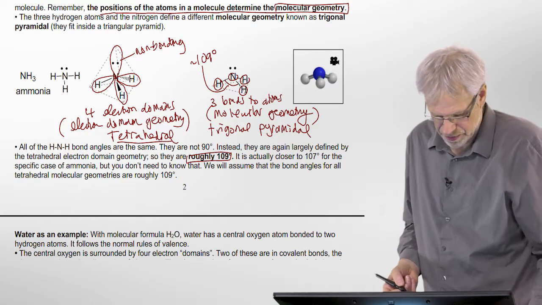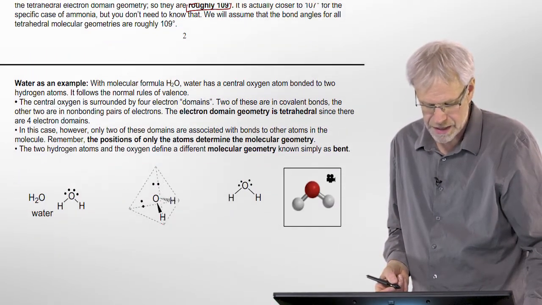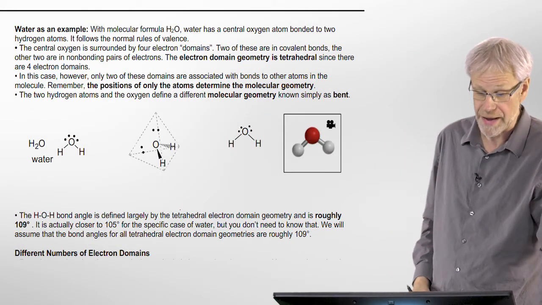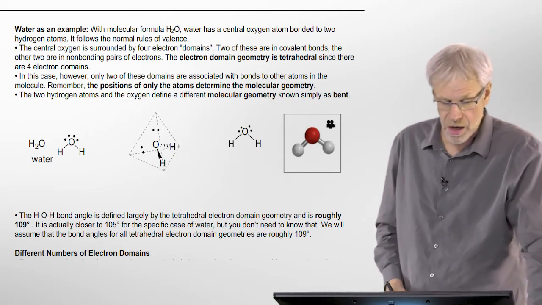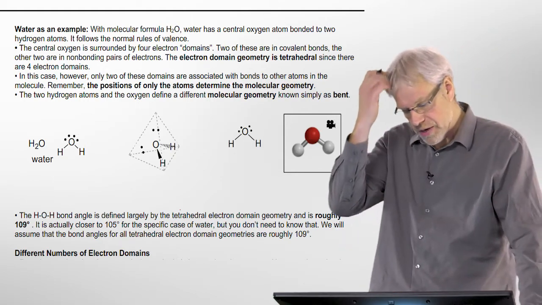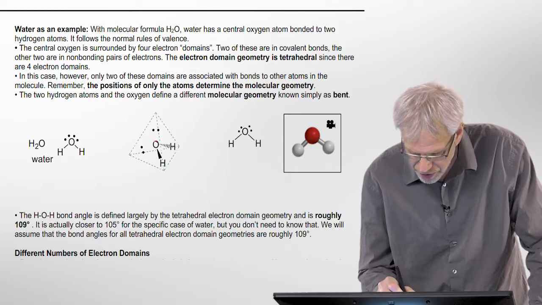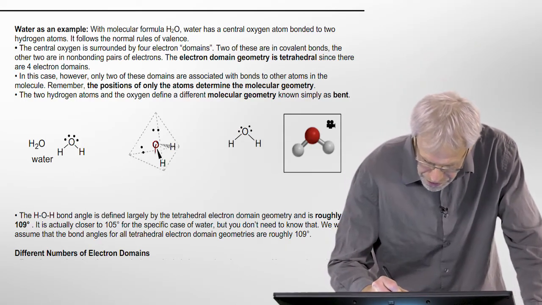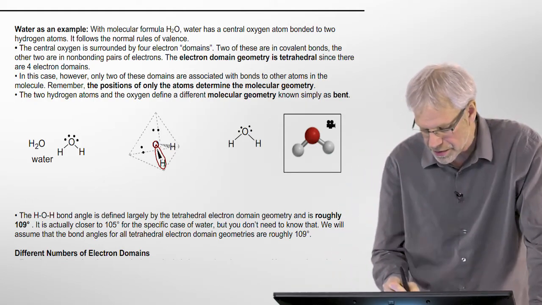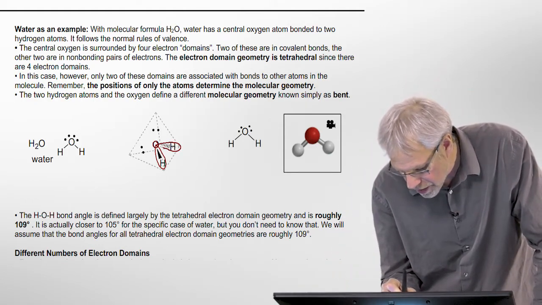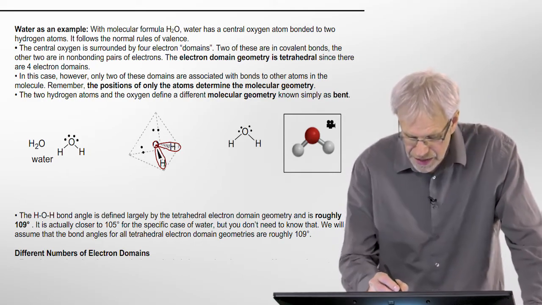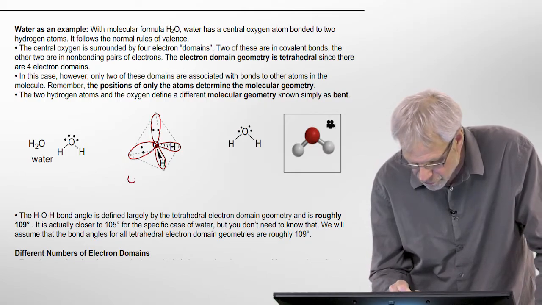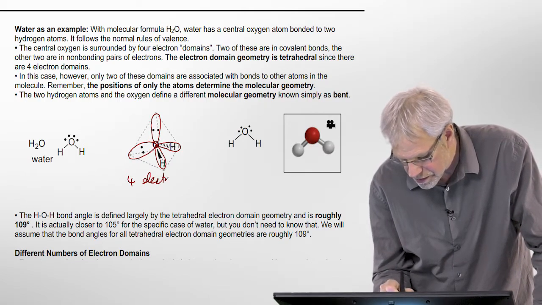Let's look at another example. A classic example is water. Most of you will probably know that water has this bent structure. We're about to find out why. Water is obviously oxygen with 2 hydrogens attached, and if we look at the central oxygen of water, again we find there are 4 electron domains. There's one domain in one oxygen-hydrogen bond, another domain in the other oxygen-hydrogen bond, and then in this case there are 2 non-bonding pairs of electrons. So again, 4 electron domains.